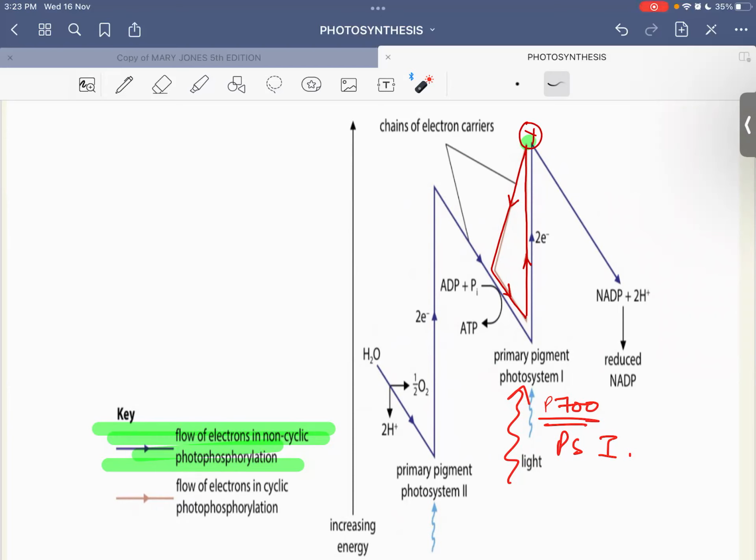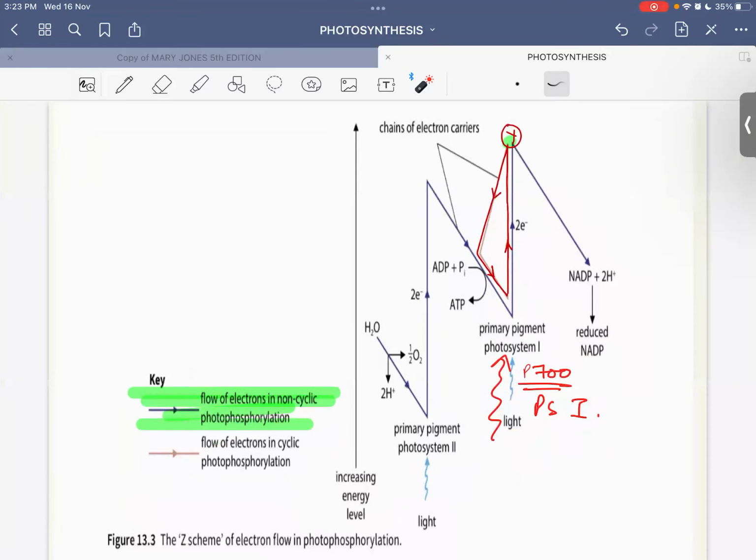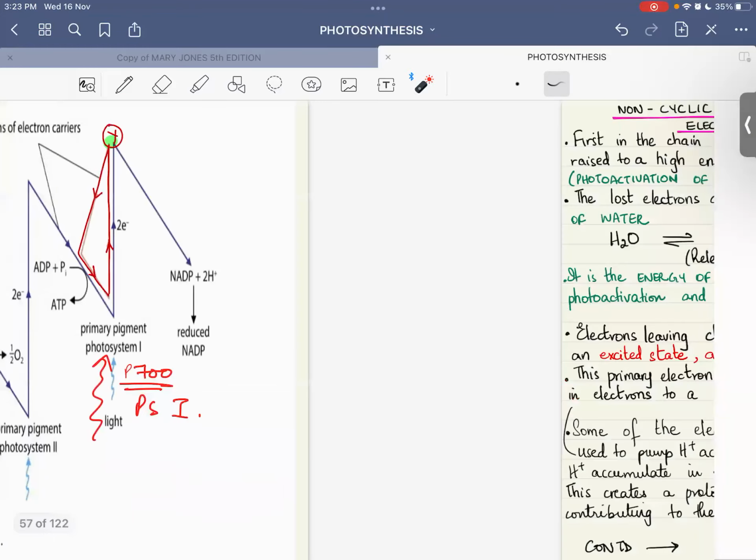So miss, which one is more efficient though? As far as ATP production is concerned, both are efficient. But then if you are talking about NADPH भी मिल रहा है तो फिर non-cyclic is more efficient. We'll do the comparison of both of these.